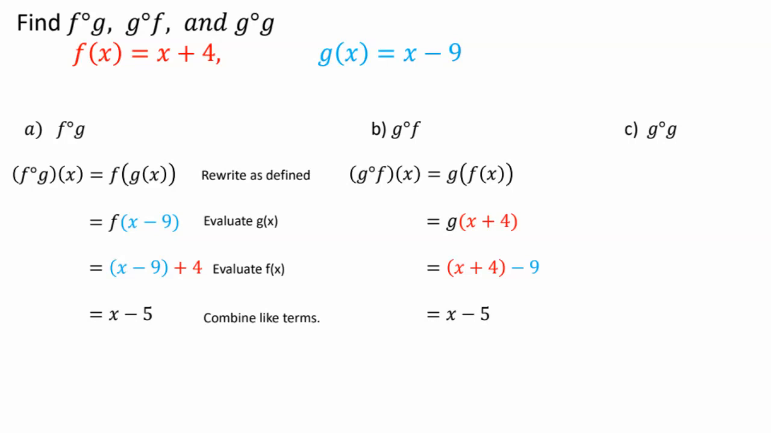So it's going to be x plus 4 minus 9. Here we get x minus 5. Again, it doesn't really happen often, but here we got the same answer for both the f of g and the g of f. And like I said, this doesn't happen frequently.